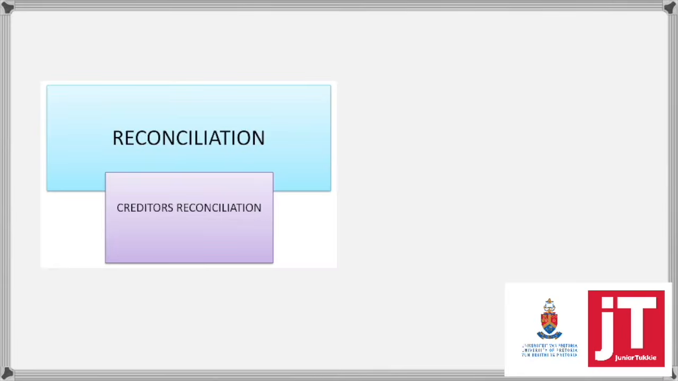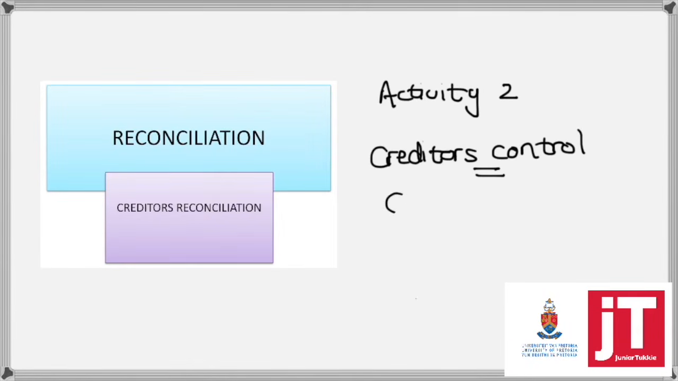We are going to look at creditors reconciliation. In activity 1, our focus was receiving a statement from our supplier, which means an external source, and we compare it to our creditors ledger. In this activity, we are going to look at why the creditors control account must be equal to the creditors list.